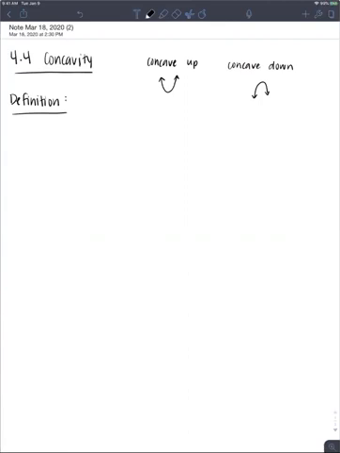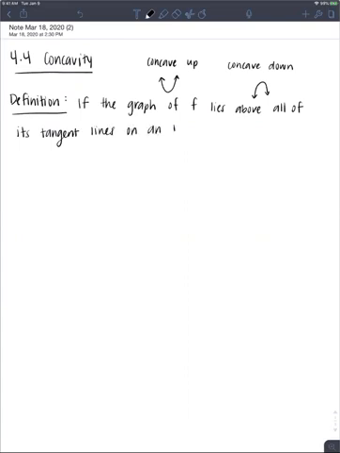But the formal definition would be: if the graph of f lies above all of its tangent lines on an interval, then f is concave up on that interval.